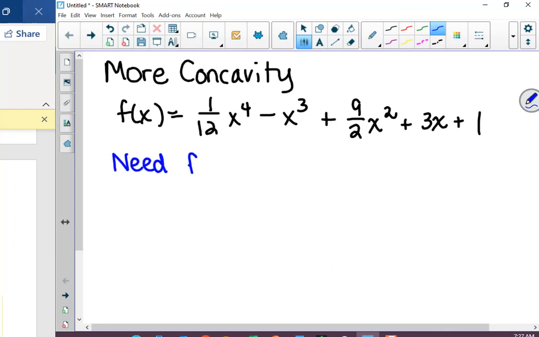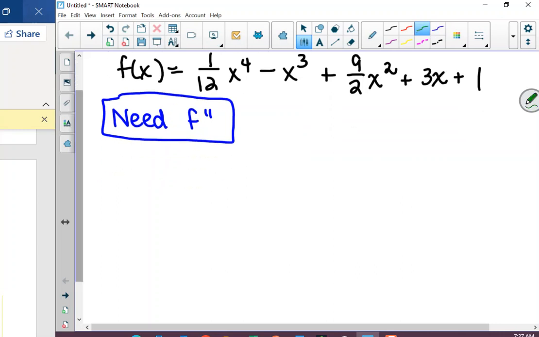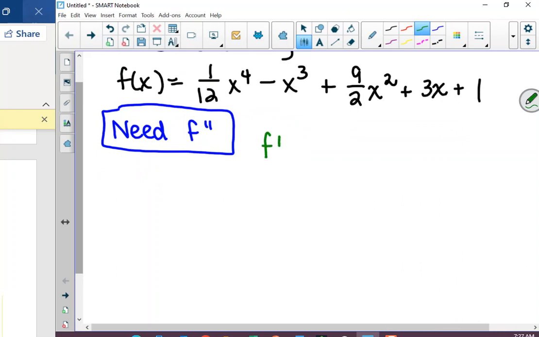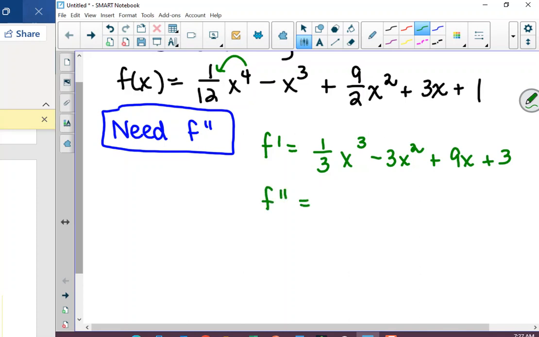And we're going to go directly to the concavity analysis. So we're going to go to the second derivative. Well, we can't go directly to the second derivative. We need to make the first derivative first. So f prime is going to end up being 1/3 x cubed, when I take the 4 times the 1/12, minus 3x squared plus 9x plus 3. And so my second derivative is going to become x squared minus 6x plus 9.